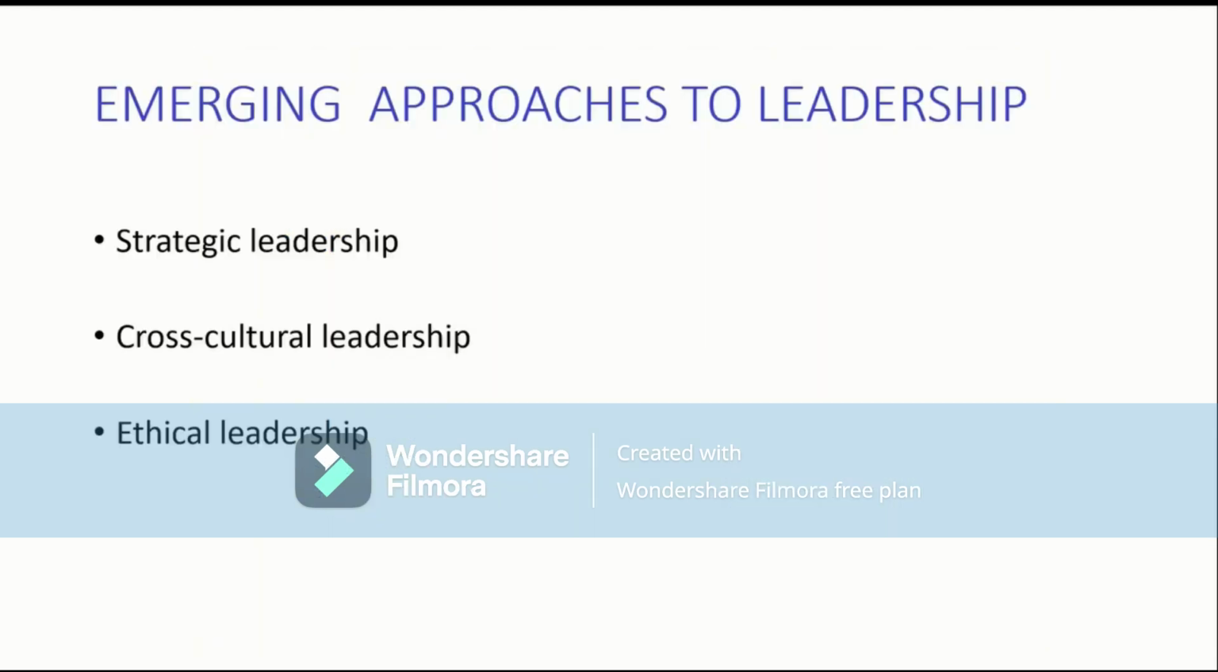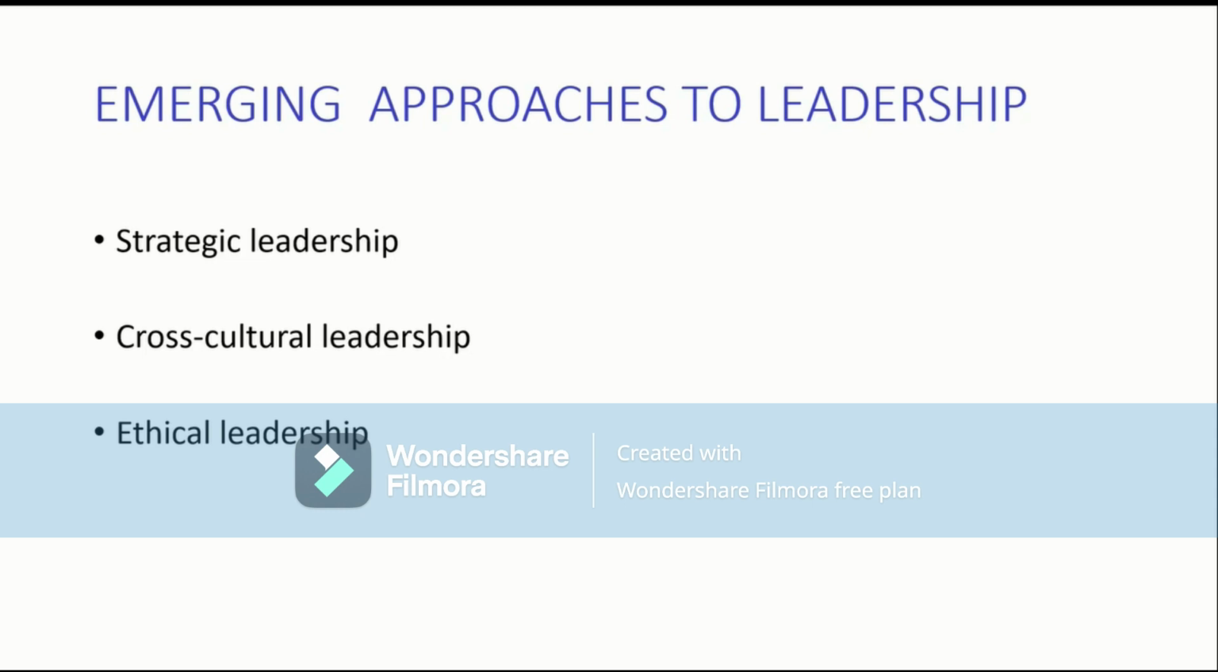Next, emerging approaches to leadership. Number 1 is strategic leadership, then cross-cultural leadership, and then ethical leadership. Strategic leadership is basically the capability to understand the complexities of both the organization and its environment, and to lead change in the organization in order to achieve and maintain a speedier alignment between the organization and its environment. And the second, cross-cultural leadership.